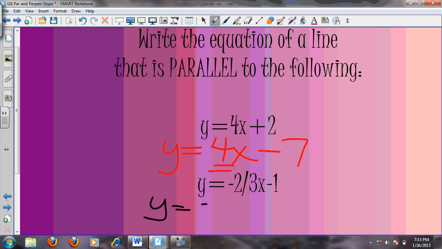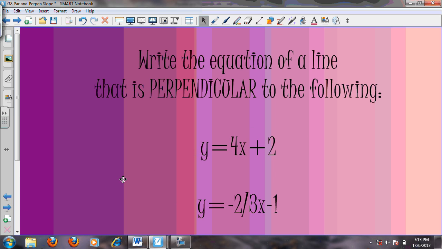Y equals negative 2/3 x plus 3. Absolutely. Because parallel lines have the same slope and never will they meet. Perpendicular. How about perpendicular to the following?